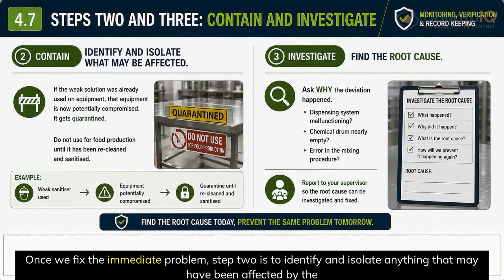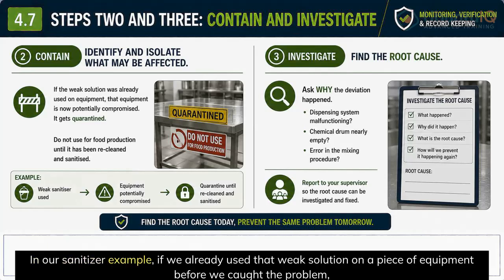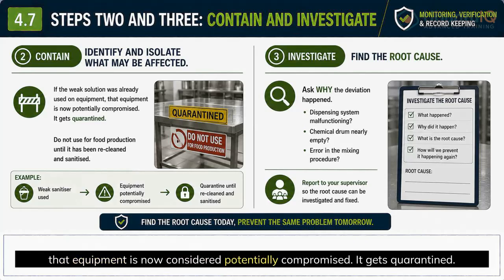Once we've fixed the immediate problem, step 2 is to identify and isolate anything that may have been affected by the deviation. In our sanitizer example, if we already used that weak solution on a piece of equipment before we caught the problem, that equipment is now considered potentially compromised. It gets quarantined. Nothing goes near it for food production until it's been properly re-cleaned and sanitized.